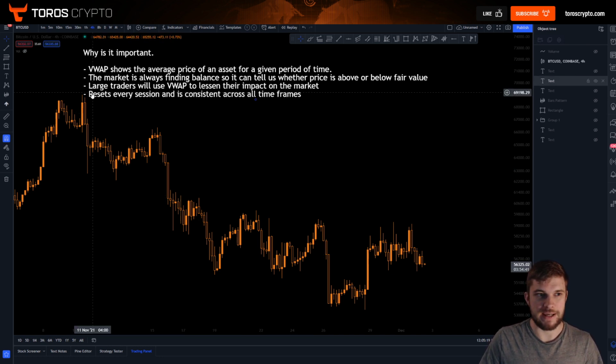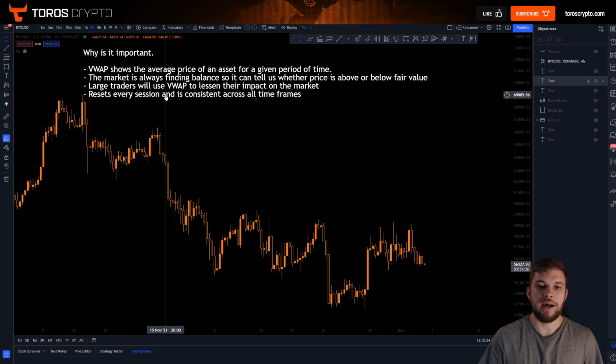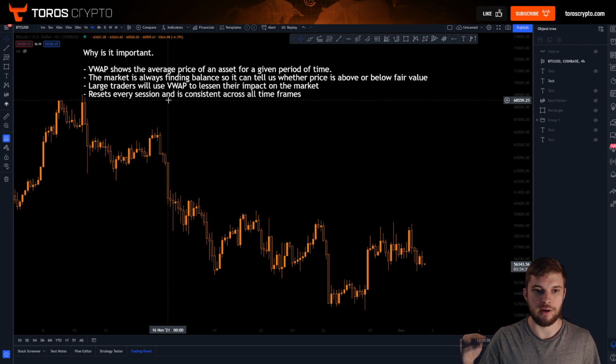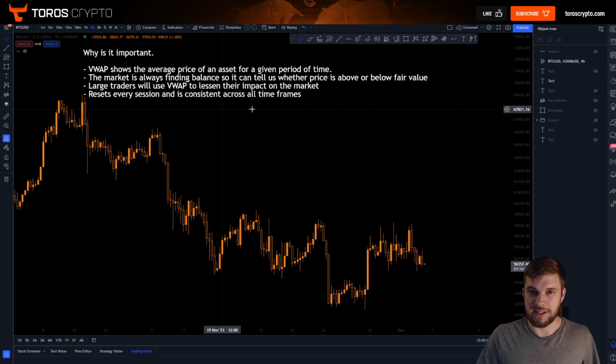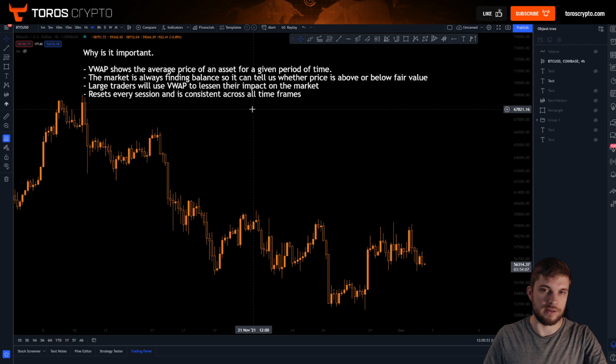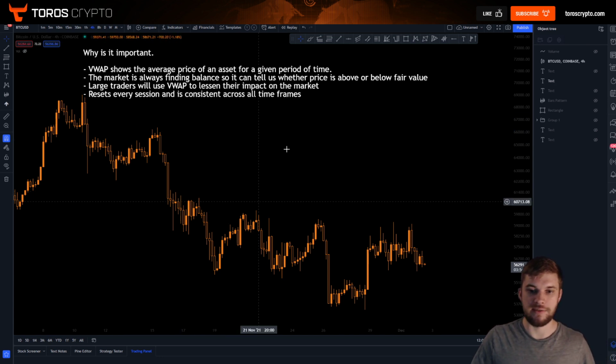The other important thing is that it resets every session, so it will reset every single day if you're using it on a session time frame, which gives you a very good, consistent strategy for that day. Every single day VWAP resets, you know what you're looking for. It's also consistent across all time frames. Whether you're looking at the 1 minute, 5 minute, or 15-minute chart, there will be little to no difference because of the way it is calculated, resetting on the session and taking that average and the cumulative effect of the entire market.